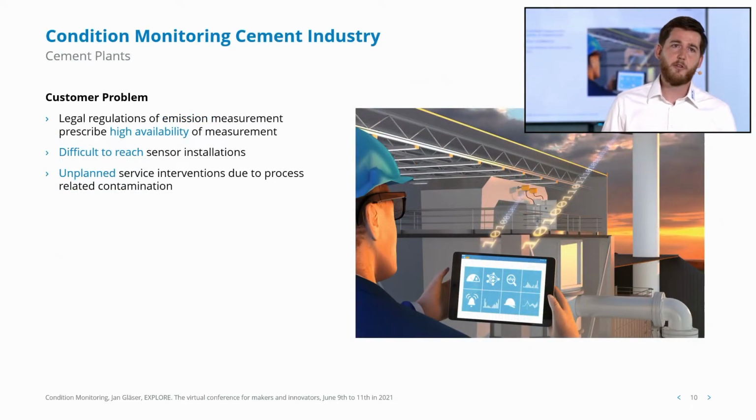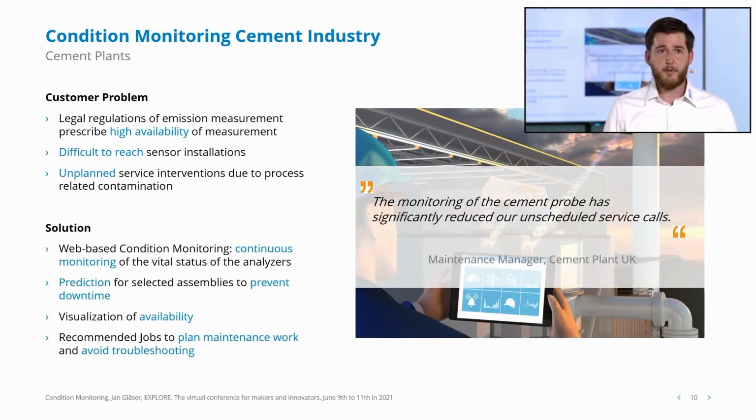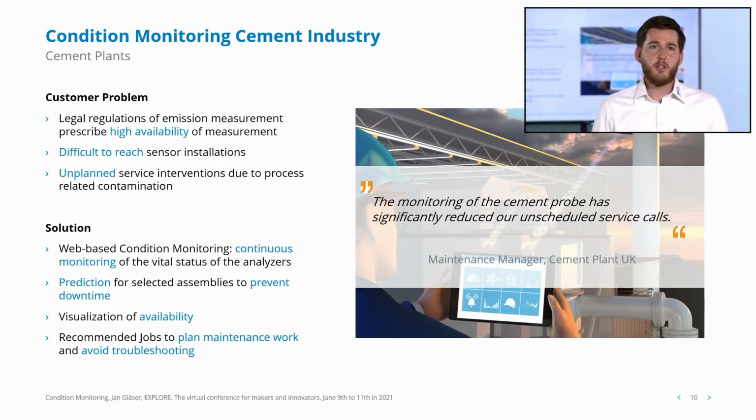Next example is condition monitoring in the cement industry. There we have legal regulations for emission measurement, and there we need to know the availability, and the availability needs to be more than 70% of the measurement itself. So it's really important to know the health status of the measurement devices. Therefore we do the monitoring of the emissions, the monitoring of the health status of the sensors, and show the customer the availability.